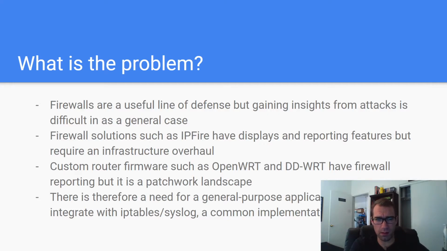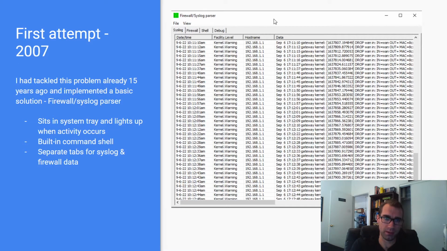So we have custom firmware like OpenWRT, DD-WRT that have firewalls, but they don't really report what's going on. They just display data, and there are some display tools that will give you some insights, but it's like a patchwork framework. So there's really a need for a general purpose application that can integrate with IP tables and syslog that will just run on your Windows 10 machine.